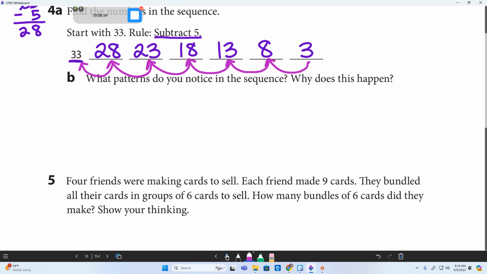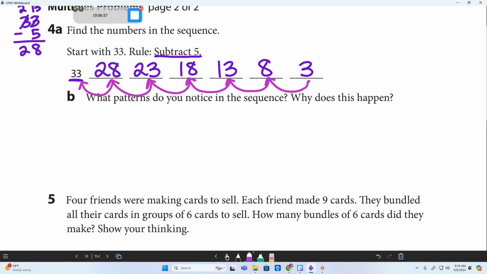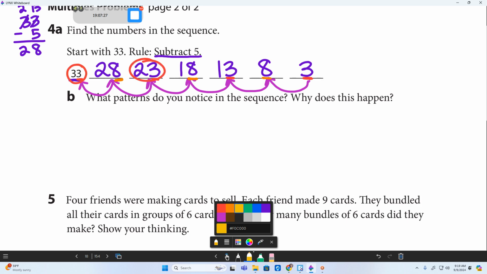Okay. What patterns do you notice? Why does this happen? Did anyone notice, and I bet that you did, that every other one ended in a 3 and the other ones ended in an 8? And the reason that is, is because we were subtracting 5, which means every other one we were subtracting 10. And that's why when you subtract 10, like from here to here, is a difference of 10. From here to here is a difference of 10. And that's why some of them ended in 3 and other ones ended in 8.